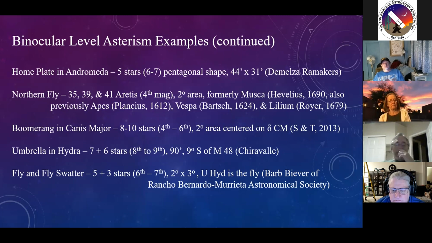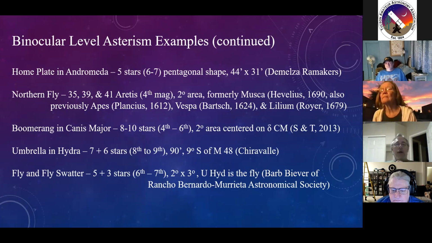The Boomerang in Canis Major. This is a fairly bright asterism. It's fairly tight, 8 to 10 stars, 4th to 6th magnitude, basically centered on Delta Canis Majoris, which is pretty much towards the tail of the dog and a little bit high. But yeah, it looks a little bit like a boomerang, looks more like a semicircle, but fairly bright, wide area. But here again, this is one that was featured in Sky and Telescope back in 2013. And that's how this one became popular and people started looking at it.